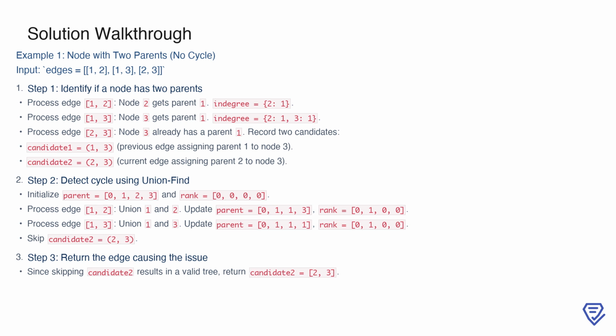Processing the first edge, [1,2], we perform a union of nodes 1 and 2, so the parent becomes [0,1,1,3], and rank updates to [0,1,0,0]. For the next edge, [1,3], we union nodes 1 and 3, updating the parent to [0,1,1,1], and keeping the rank as [0,1,0,0]. Finally, we skip candidate2, which is edge [2,3], to check if this resolves the issue. After skipping this edge, the tree remains valid, so we conclude that candidate2, the edge [2,3], is the redundant connection and return it as the result.